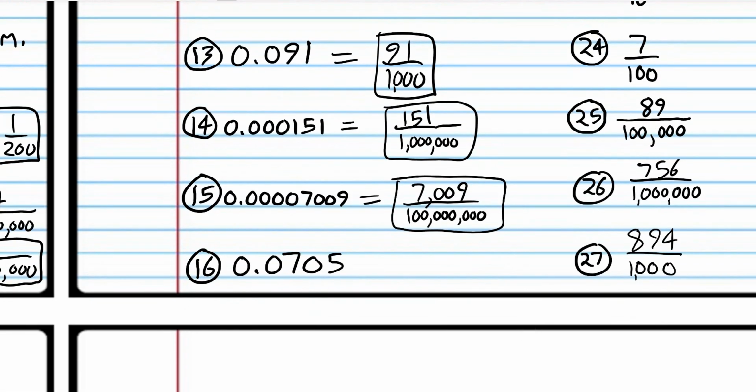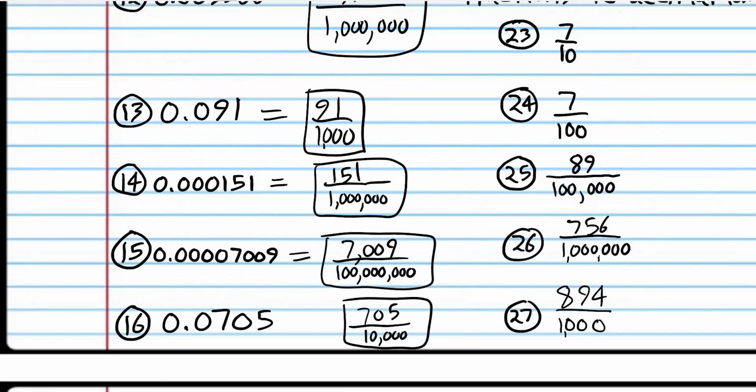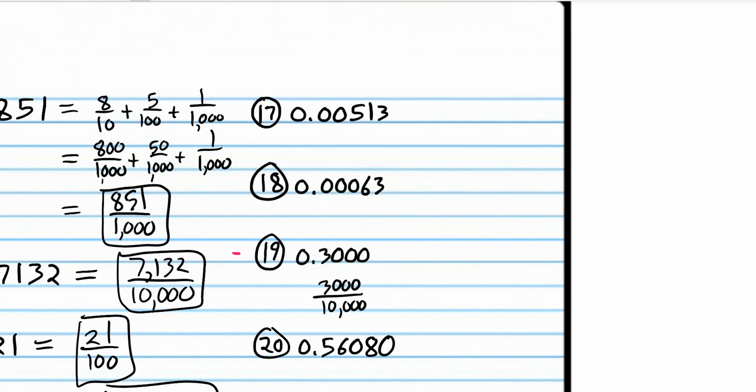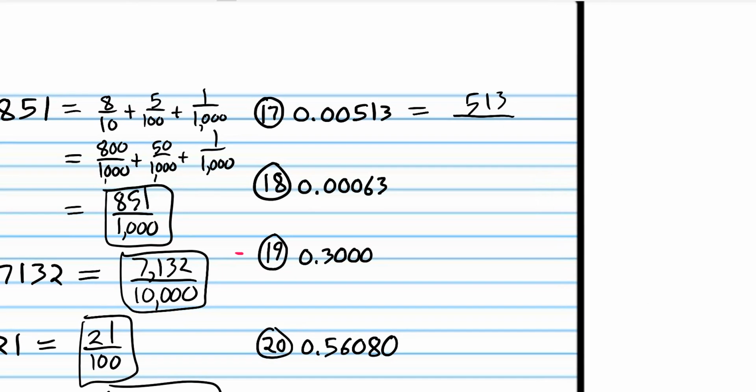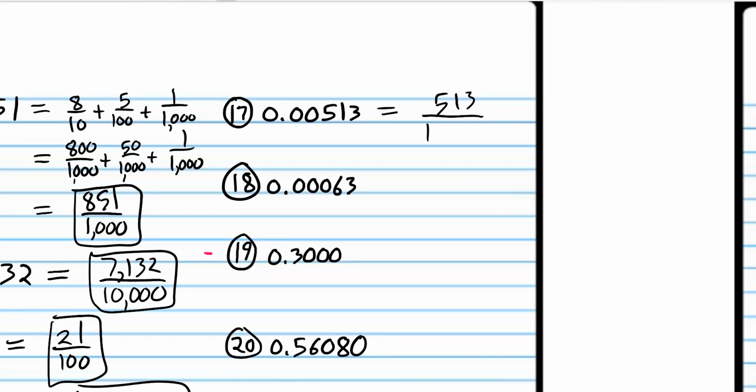Then we have 705 over 10,000. And we have 513 over 100,000. And 63 over 100,000.